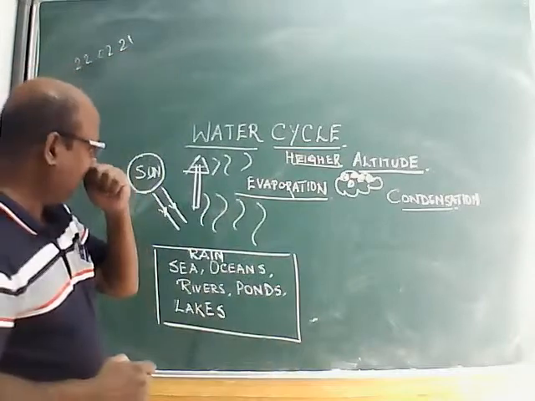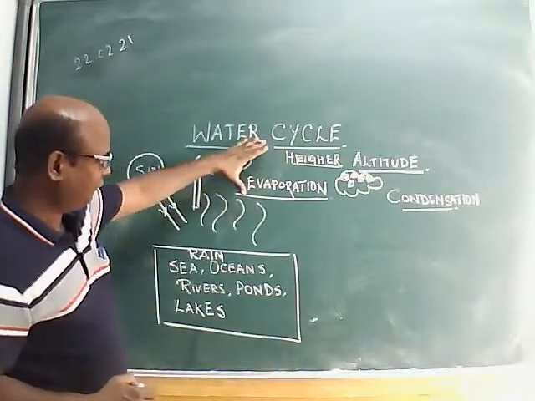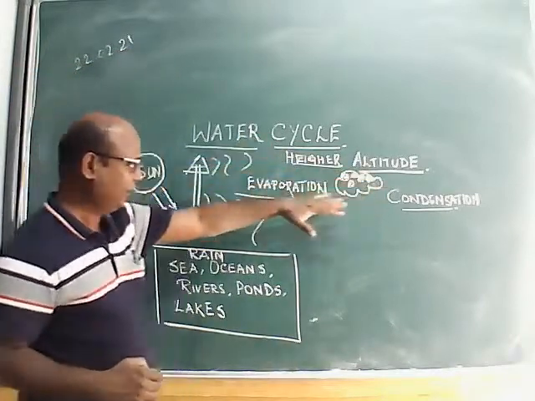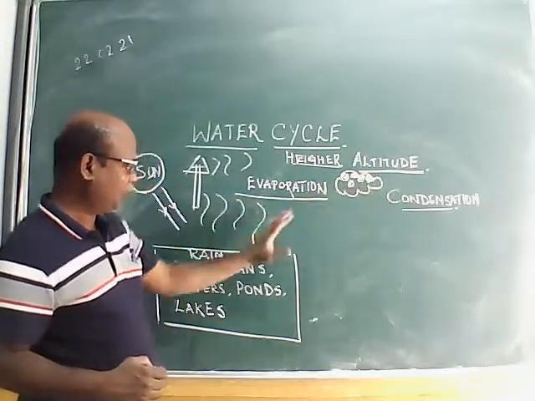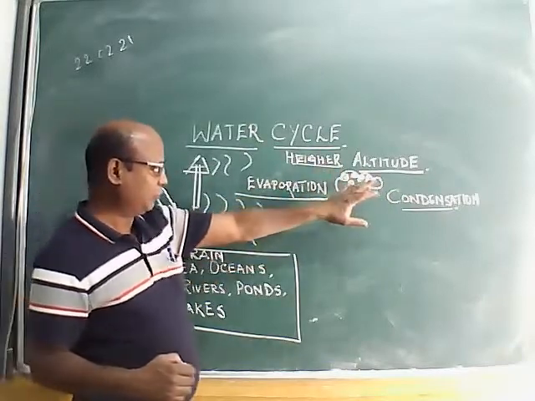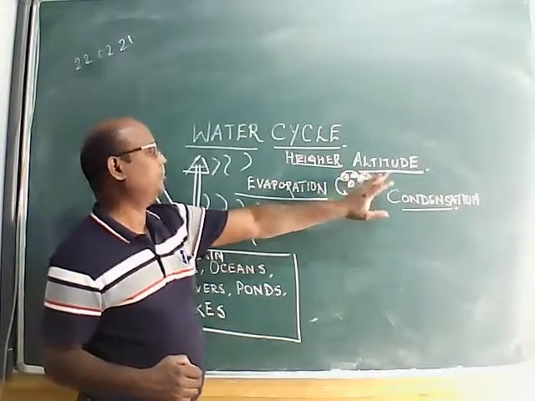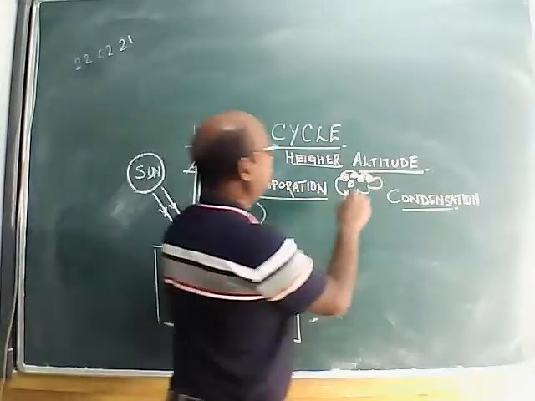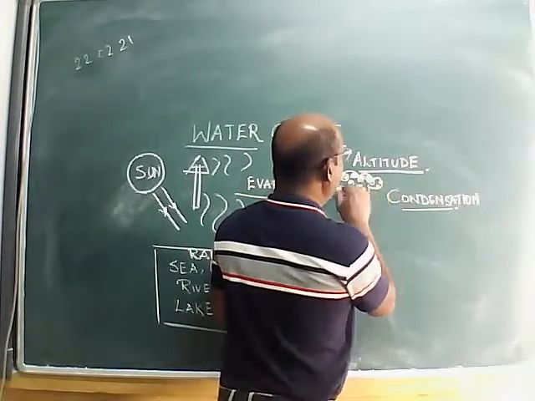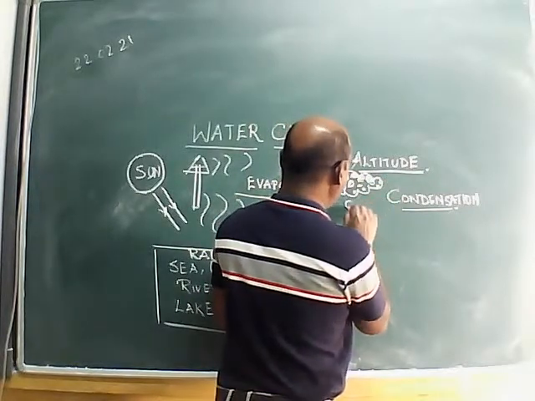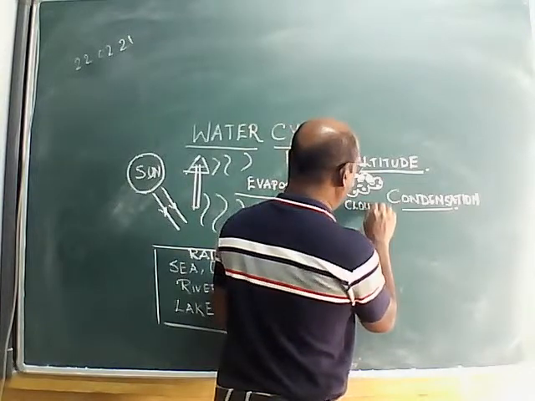So here at the higher altitude, the temperature is lower and therefore water droplets are formed. Water vapor gets converted into water droplets over these dust particles, and such a group of small drops of water we call clouds.